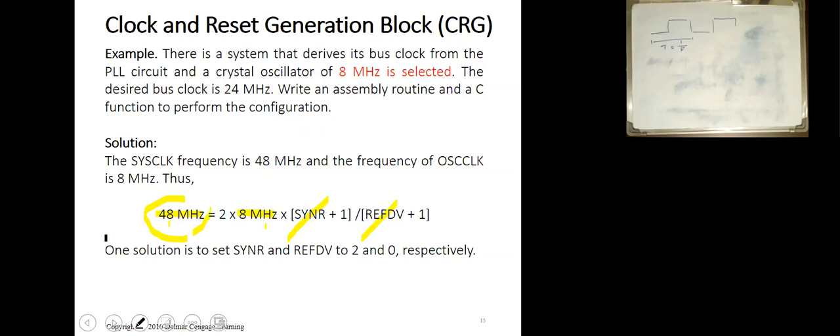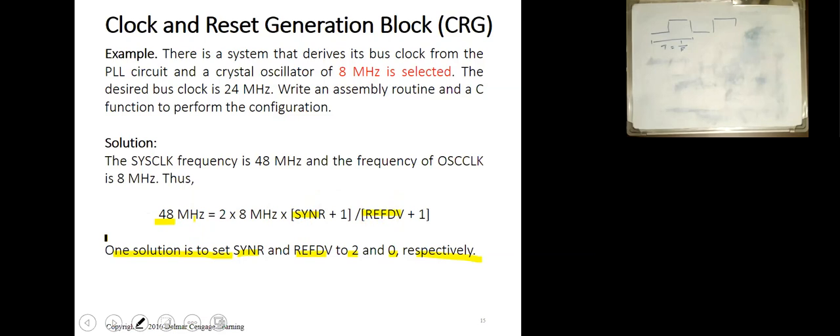So there might be multiple answers. There might be multiple choices for these two resistors. So here he says, we want 48 out of 8 or out of 16. So 16 has to be multiplied by 3. So if you set the SYNR register to 2 and this register to 0, you will have 3 by 1, which is 3 times 16, which is 48. So one possible answer is to set this register and this register to 2 and 0 respectively.